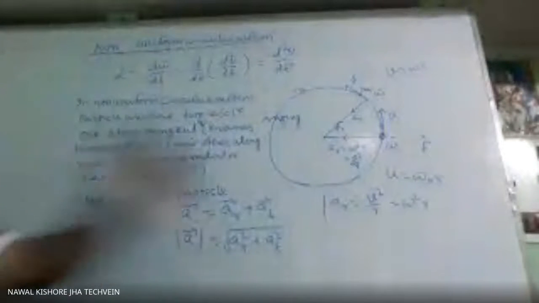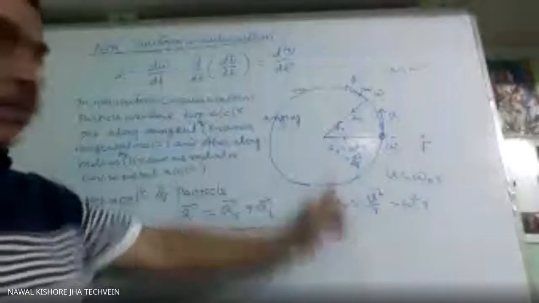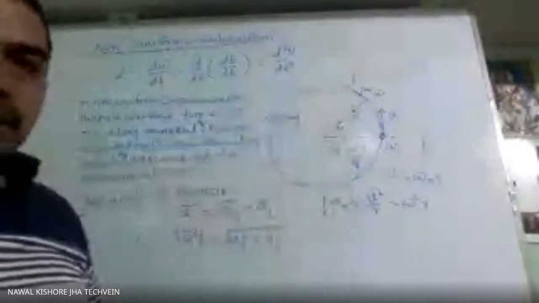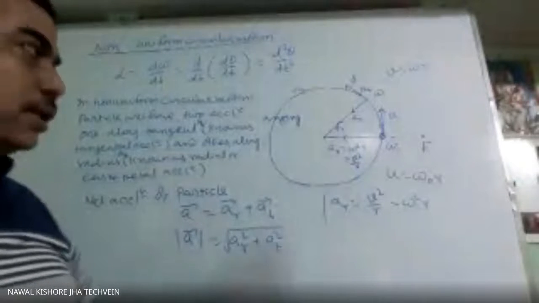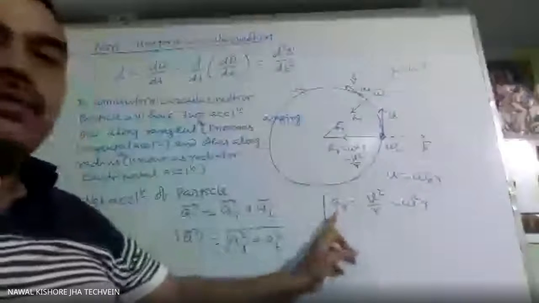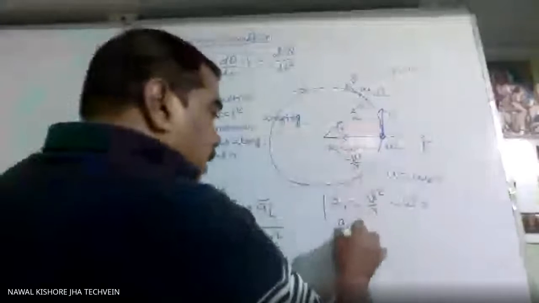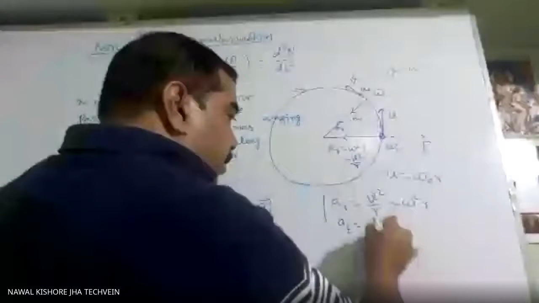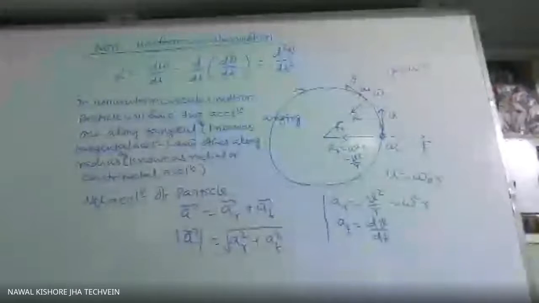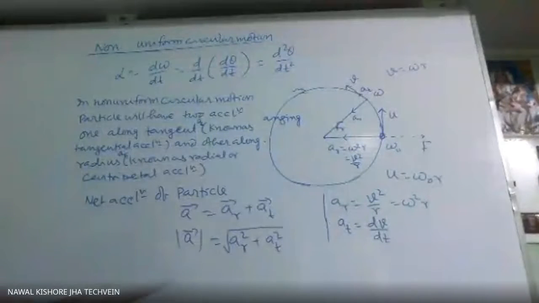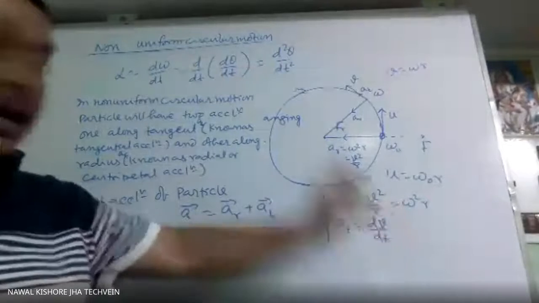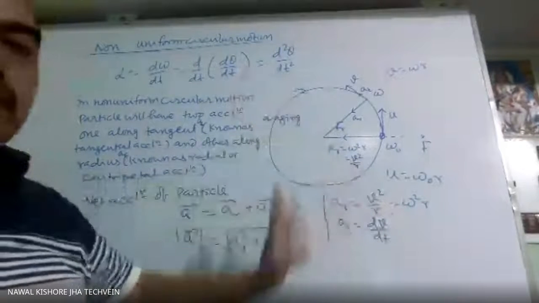So this AR will keep on changing. When V changes, AR is also changing. Radial acceleration will keep on changing. In case of non-uniform circular motion, AR will not be constant. It will keep on changing with V. AT is dV by dt, how the velocity magnitude is changing. So we will find AR by this formula at any instant, because this AR will keep on changing.